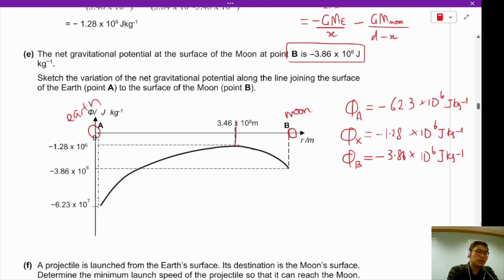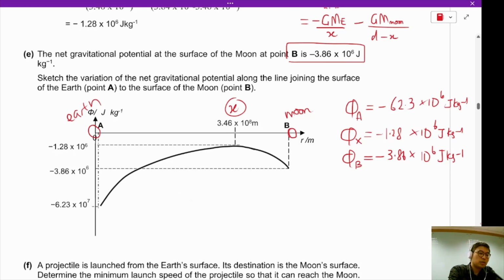Now, this point here will be somewhere closer to the moon. This is the point X, the neutral point. Over here, this is the point A, this is the point B, and this is the gravitational potential at A and B respectively. Now a projectile is launched from the Earth's surface. Its destination is the moon's surface.